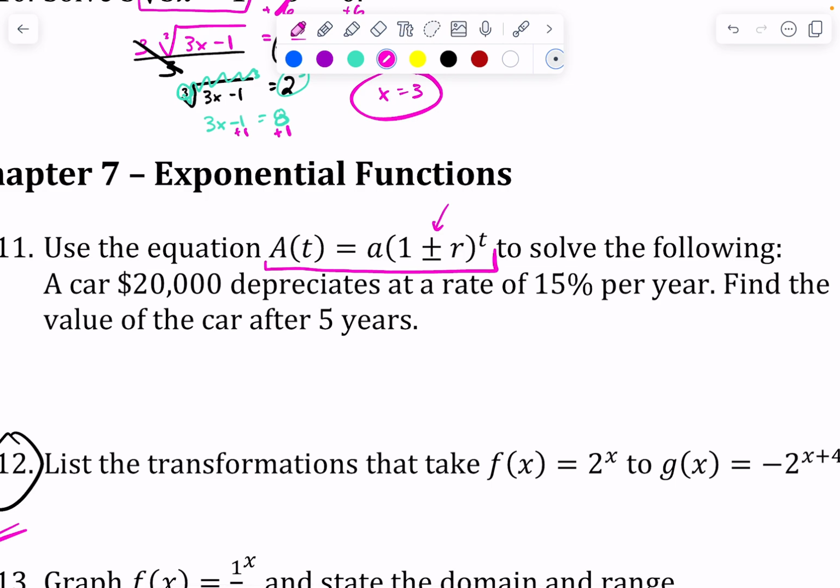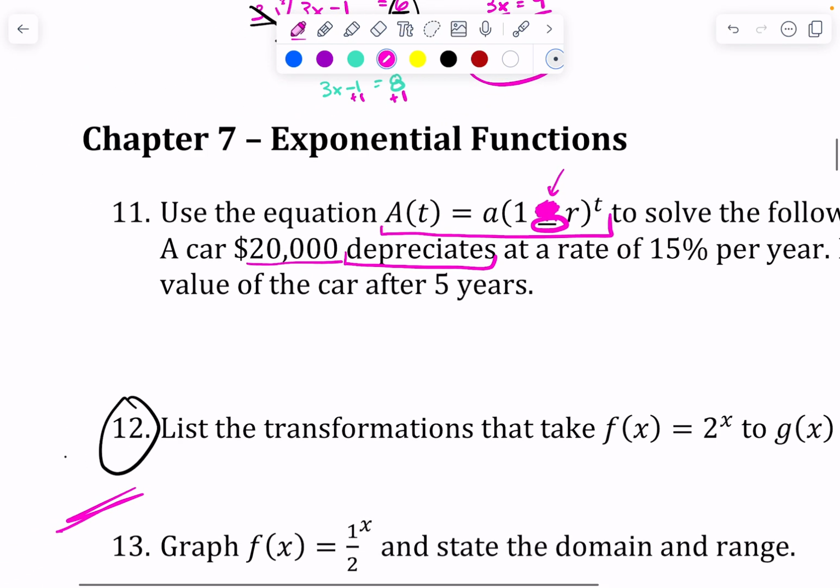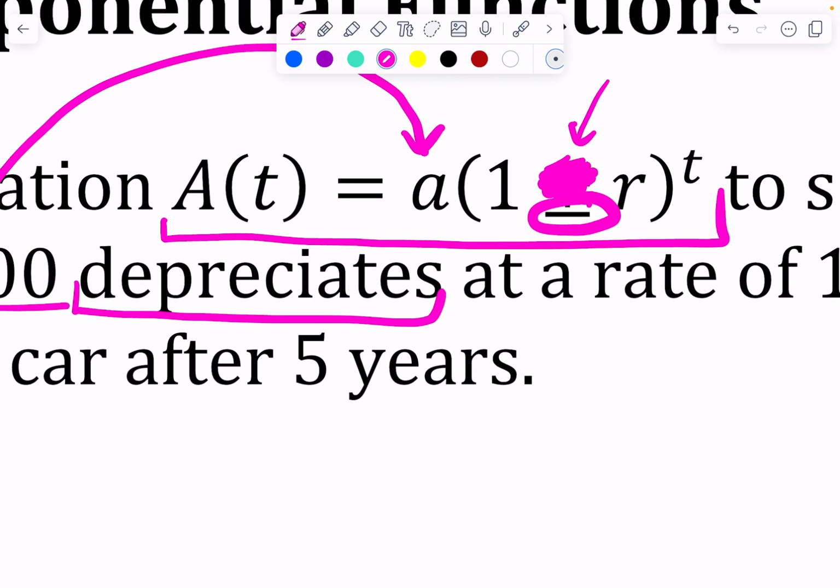Use the equation to solve the following. A car that is $20,000 depreciates. That's going to tell me, if it's depreciating, that means it's going down in value. So instead of using the plus here, I'm going to use the minus. So, $20,000 car. That is going to go in for my principal. Usually in this spot we have capital P instead of a lowercase a. Whatever, it doesn't matter.